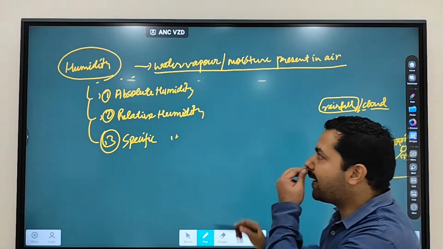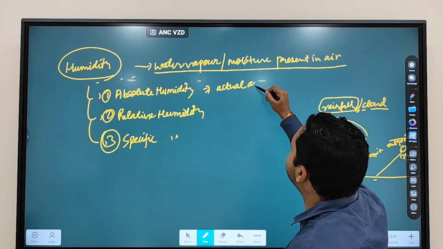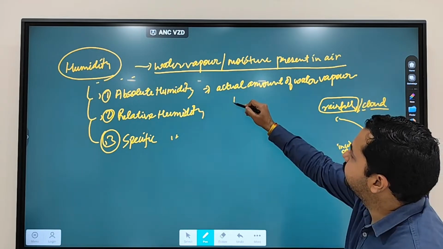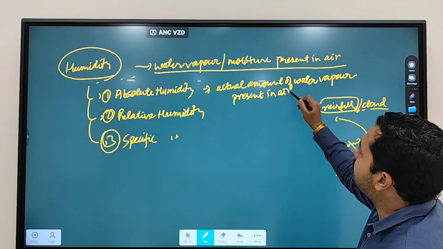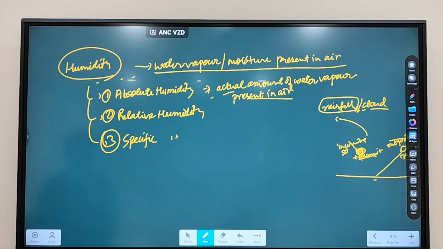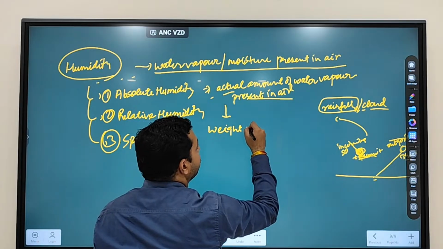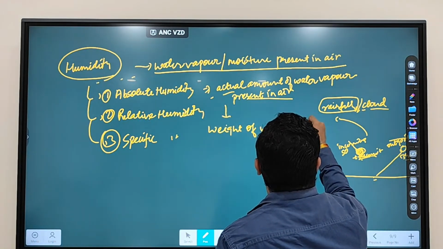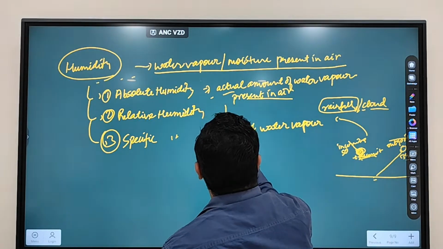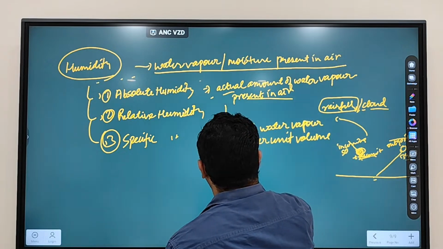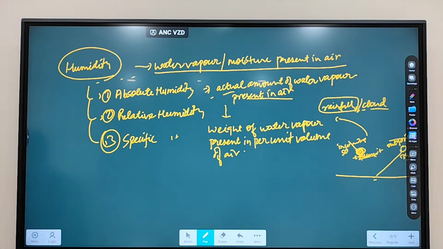Fine. What is absolute humidity? It is defined as the actual amount of water vapor that is present in air. The actual amount of water vapor that is present in air is called absolute humidity. Fine. And it is measured as the weight of water vapor present in per unit volume of air. So weight of water vapor present in per unit volume of air. This is how we measure the absolute humidity.